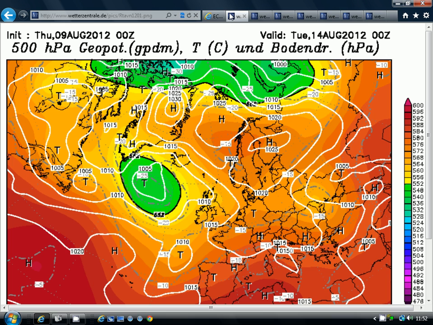So if we have a look at the generic charts, this is for GFS first of all, and we can see that for a week's time we've got weak pressure here. There's the above average heights to the northeast of the country over Scandinavia. There's the main area of low pressure out in the Atlantic. We're sort of in this no man's land for the start of next week.